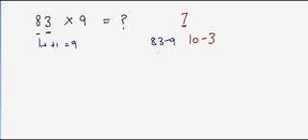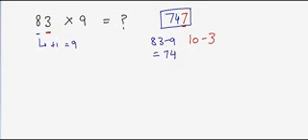Now I'll take the first digit. The first digit is 8. I will take the increment of 8, so 8 plus 1 is equal to 9. And then I'll subtract 9 from 83. So 83 minus 9 is equal to 74. So the answer will be 74.7. So this is our answer.